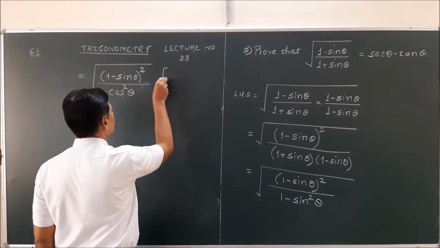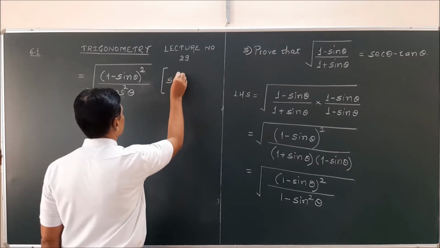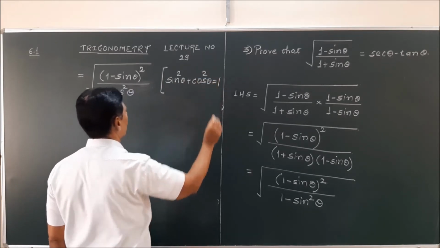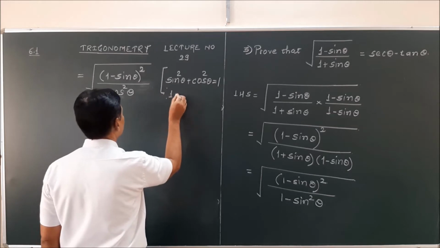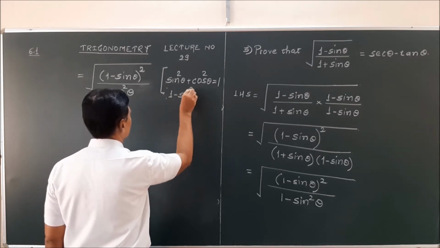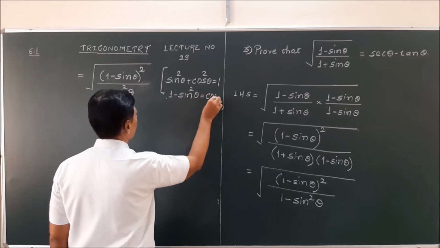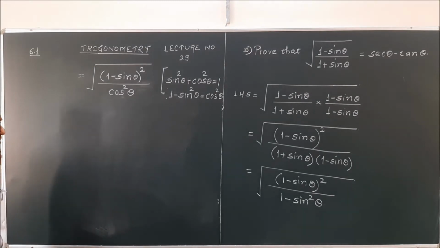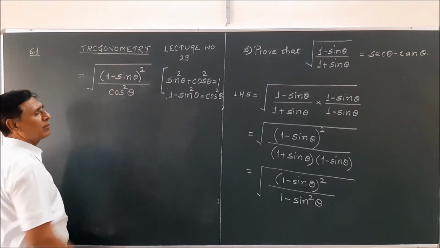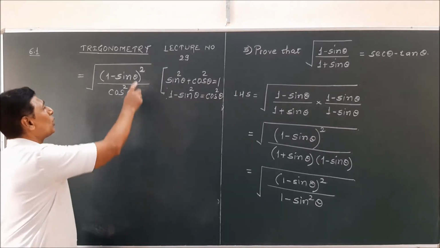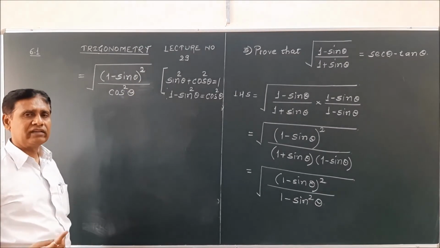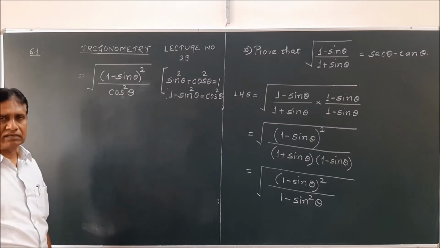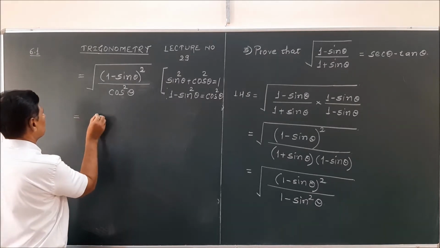I'll mention over here the identity sin square theta plus cos square theta is equal to 1. Therefore, 1 minus sin square theta is cos square theta. Right? Now, this is a square bracket. Dear students, square is here. So you will find the square root of the square is only this bracket, 1 minus sin theta. So 1 minus sin theta.